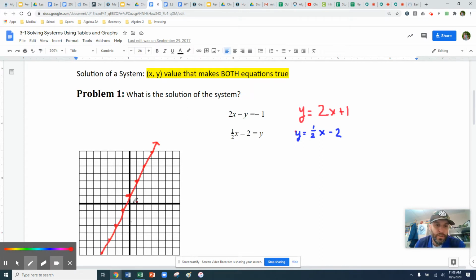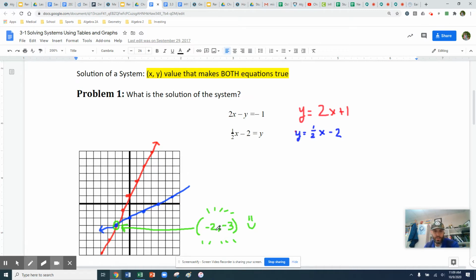We'll start by graphing the red line at a y-intercept of 1 and a slope of 2. Then we can graph the blue line, which has a y-intercept of -2, and then it runs at a slope of 1/2. And where they intersect, ta-da, there's your solution. So we'd be at a solution of an x-coordinate of -2, y-coordinate of -3. So that is the first way that we can solve a system, is by graphing and finding the intersection.